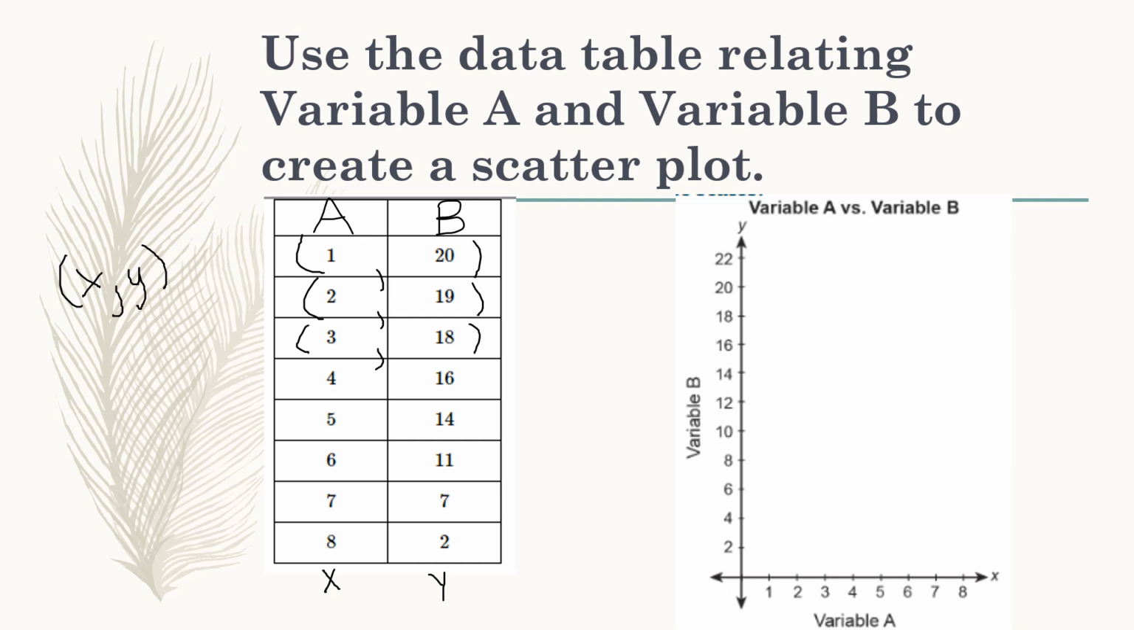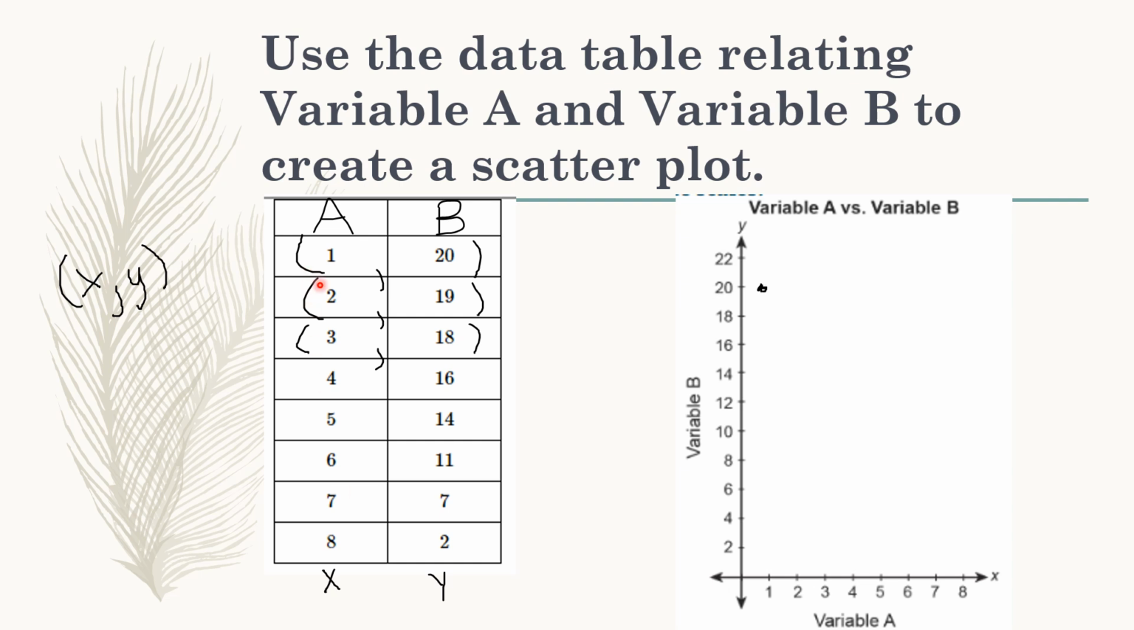All right, let's go ahead and do this. We're going to plot this first point here, (1, 20), and then we'll plot (2, 19), and then (3, 18). All right, so first I have (1, 20), so I find the 1 on my x line, and I go up to 20 on the y line. So my first point will be right there.